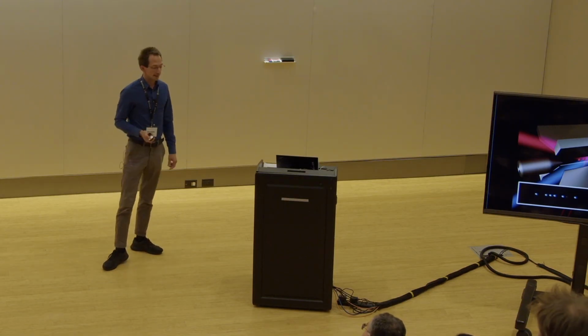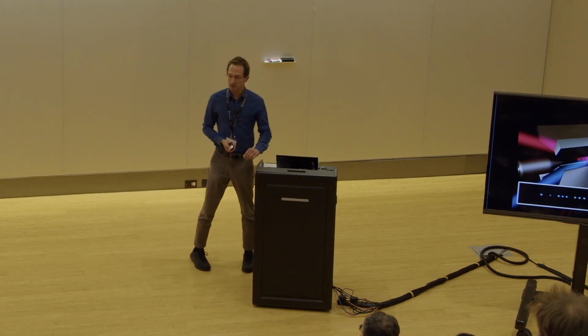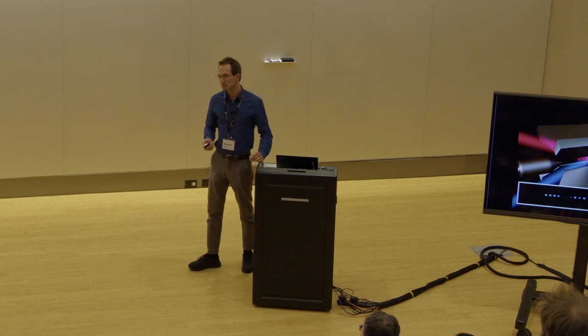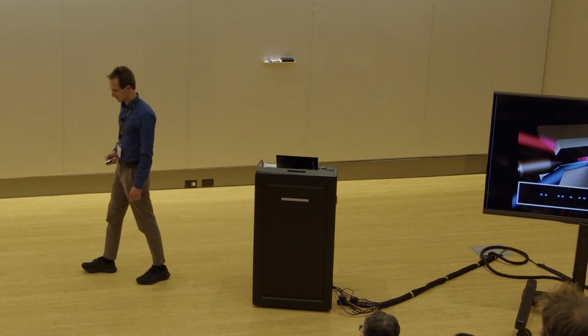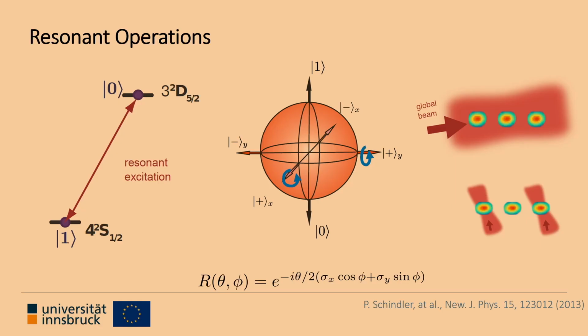All right, I'll quickly review the operations we use. Everything is very similar to what we heard already, but just so we're all on the same page. The basic thing you can do is pick one of these transitions between the ground state and the excited state. You drive that resonantly and you get rotations around the XY plane of your Bloch sphere. You can do that with a global laser beam, which is interesting for analog simulation applications where all the ions are doing the same thing independently of each other. Or you have addressed laser beams if you want to do more computation.